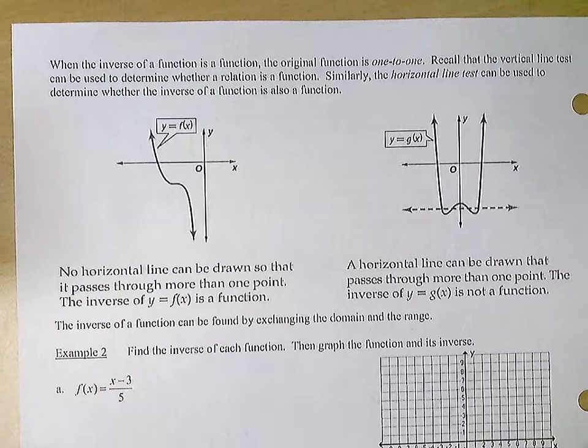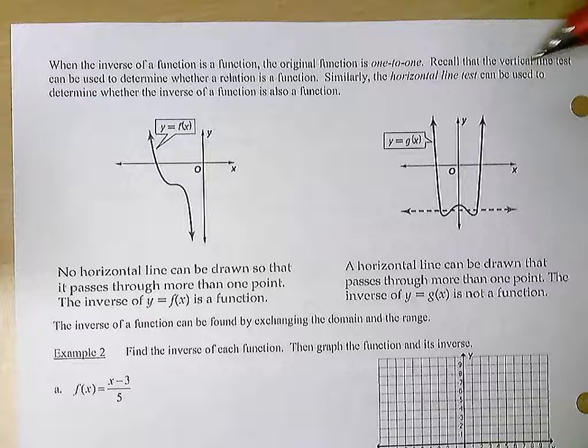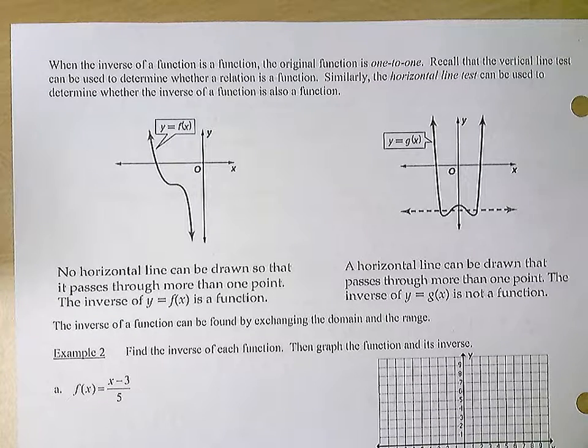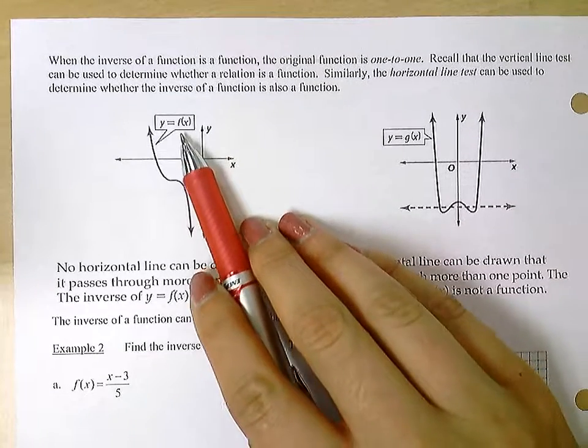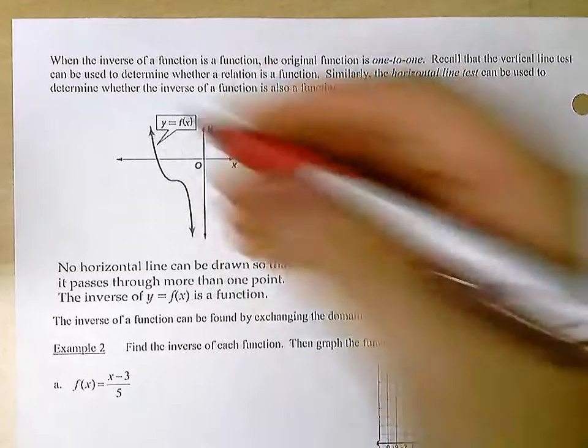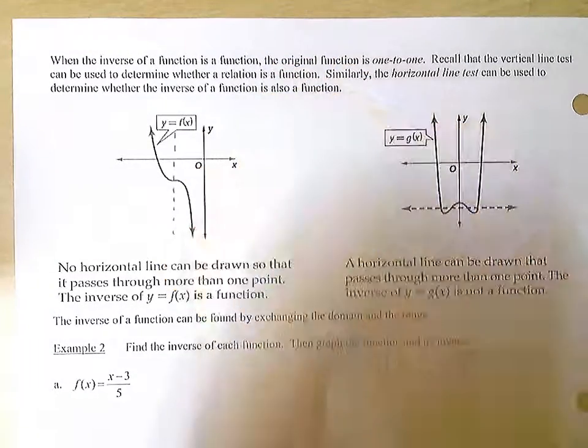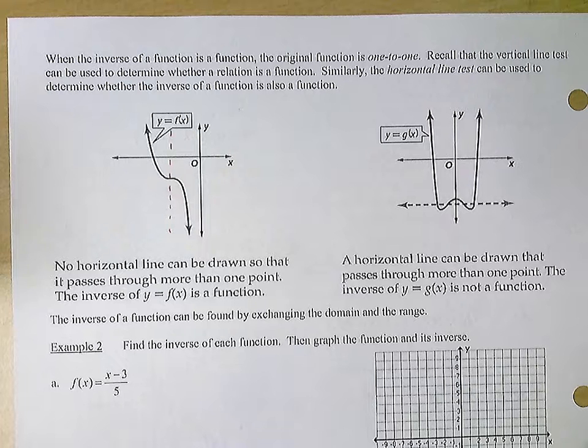So when the inverse of a function is a function, the original function is 1 to 1. Recall that the vertical line test can be used to determine whether a relation is a function. Similarly, the horizontal line test can be used to determine whether the inverse of a function is also a function. So in our first function, f of x, we can use the vertical line test to see if it's a function. If your vertical line only hits one point on that line, then it's a function. If it hits more than 1 point, it's not a function.